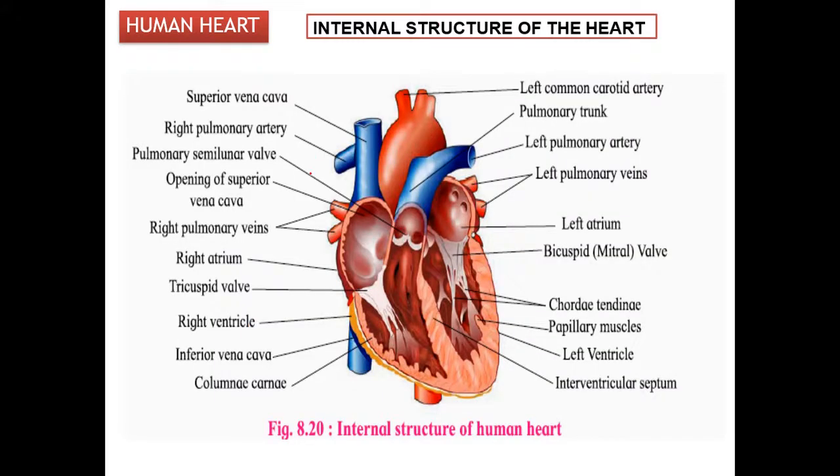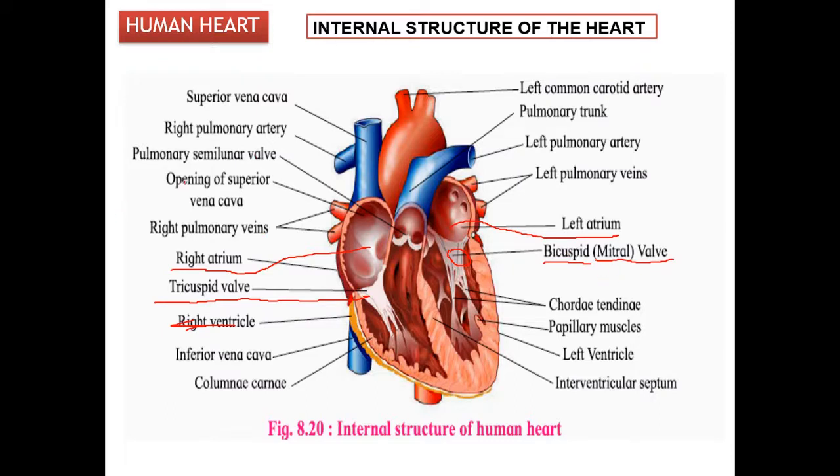Here you will see this part is the right atrium and this part is the left atrium. The right atrium and right ventricle are guarded by a wall which is called the tricuspid wall. This white colored part is the tricuspid wall. Wall means there is an opening and closing mechanism. Between the left atrium and left ventricle, there are walls known as bicuspid, also known as mitral walls.